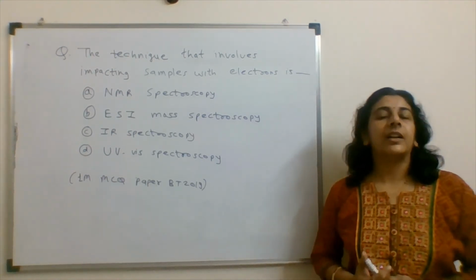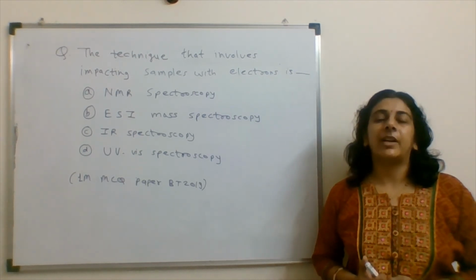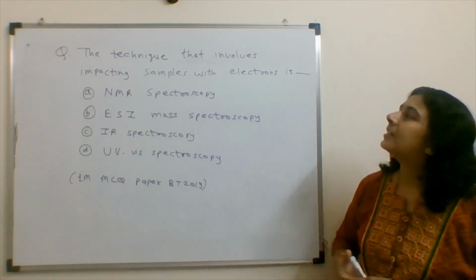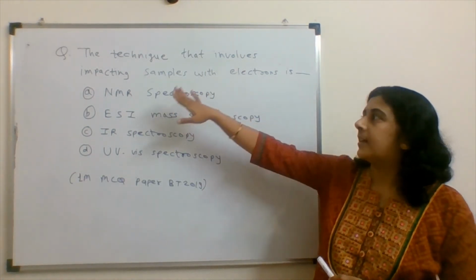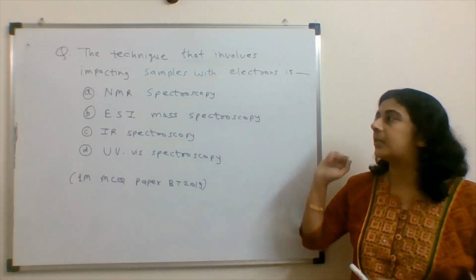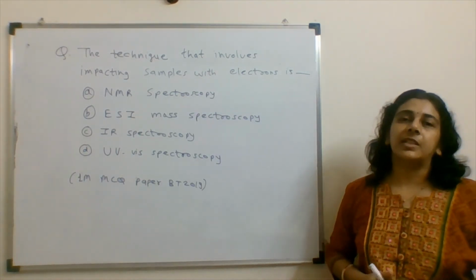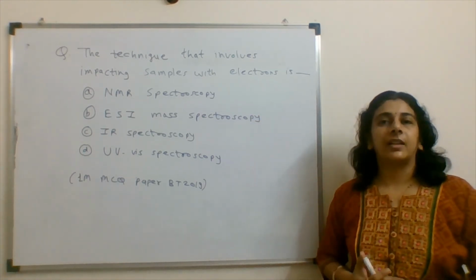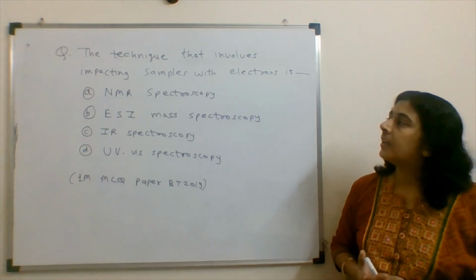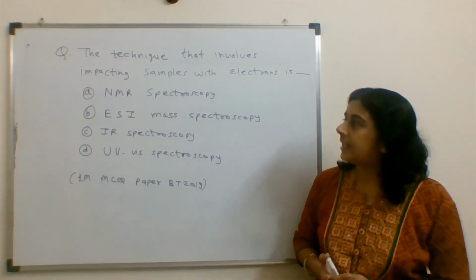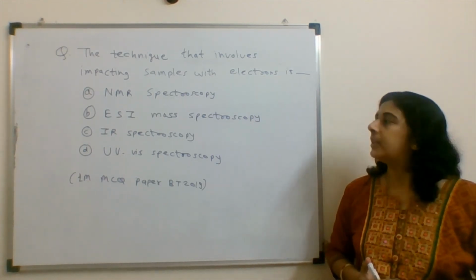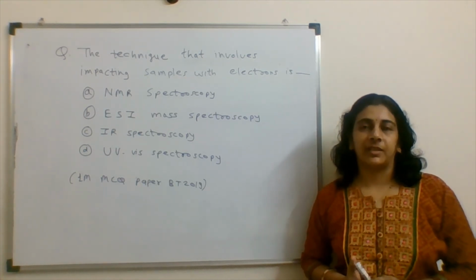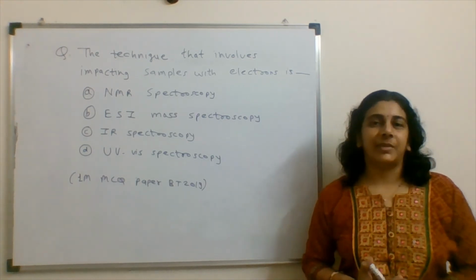This is a 1 mark MCQ type of question from the paper of biotechnology 2019. Let's look at the question. The technique that involves impacting samples with electrons is. The question is from spectroscopy. Four types of spectroscopy are given in the options: NMR spectroscopy, ESI mass spectroscopy, IR spectroscopy, and UV visible spectroscopy. We'll solve this question in my next video.